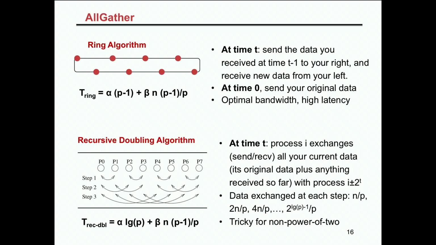And finally, if you count the total amount of data exchanged, the data you're exchanging is not the data you just received. It's the total amount of data you have so far. At the first stage, you only send n over p, which is your local initial data. At the second stage, you send 2n over p. At the third stage, you send 4n over p, all the way to 2 to the log p minus 1 over p. And if you sum this up in the binary tree, you'll get 2 to the log p divided by p, which is p. So this is all going to be exactly like this.